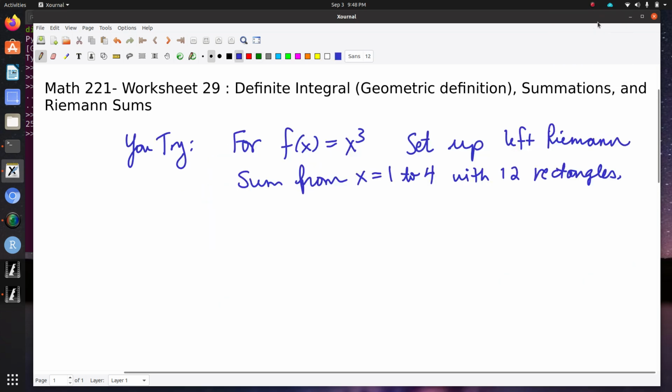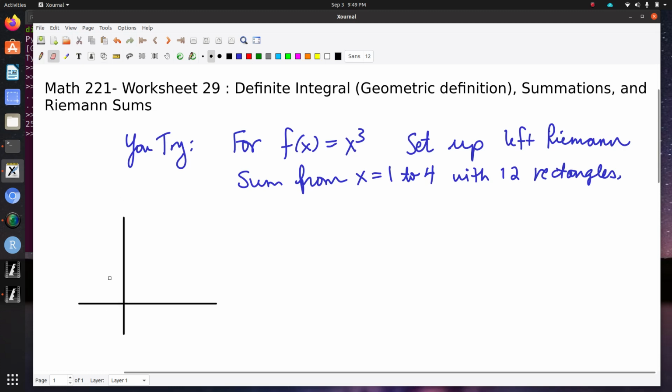So for f of x is x cubed, I would like you to set up the left Riemann sum. You don't have to evaluate it, but just set up the summation symbol. You're going to go from x's 1 to 4 with 12 rectangles. Think about it, and you can stop this along the way if you need help. Okay, so the first thing you want to do is, in your mind's eye, figure out what this thing is going to look like.